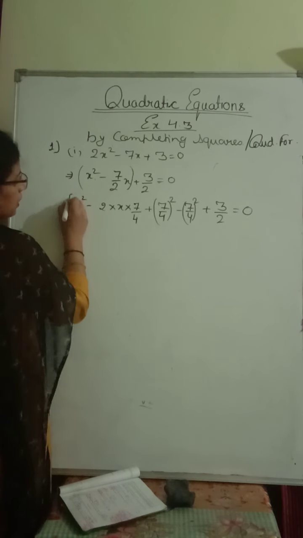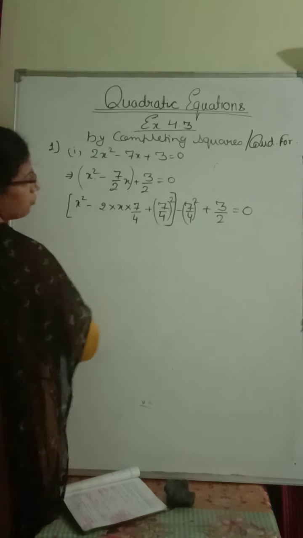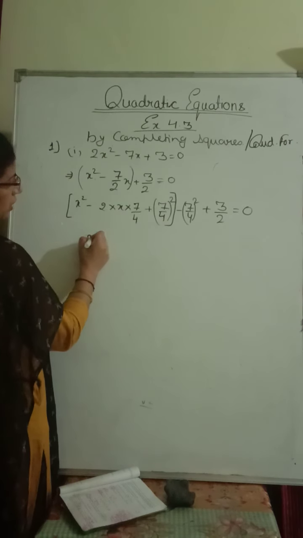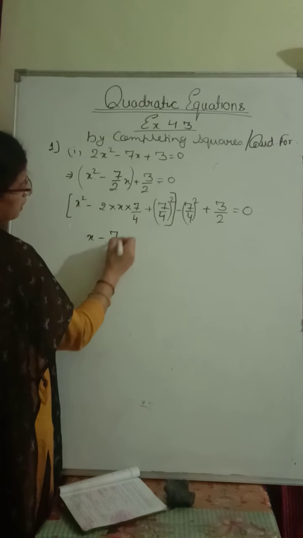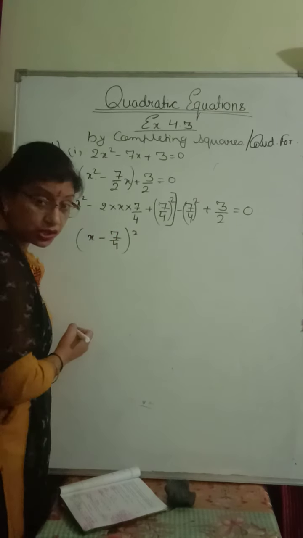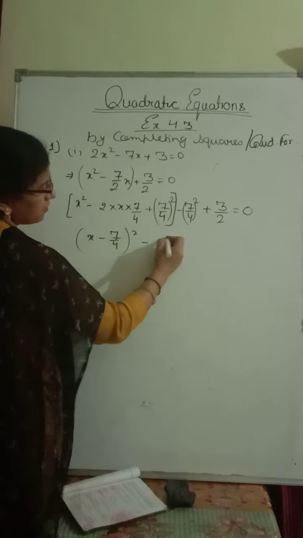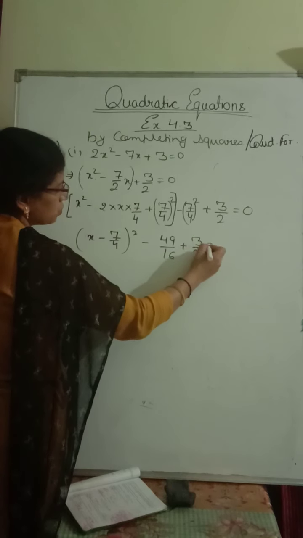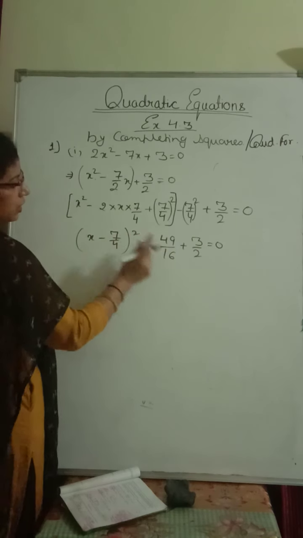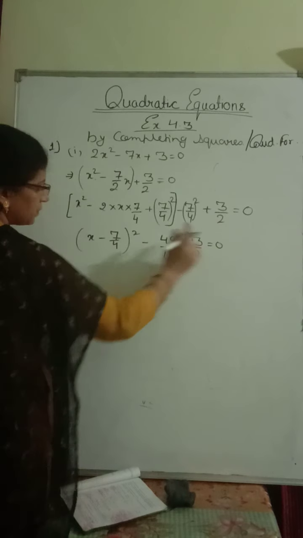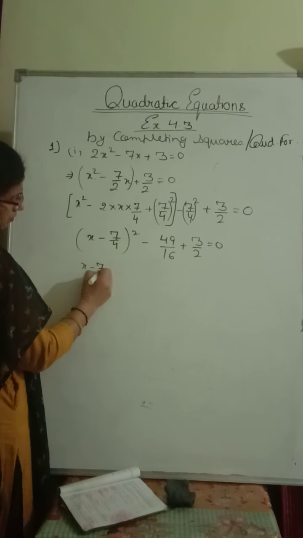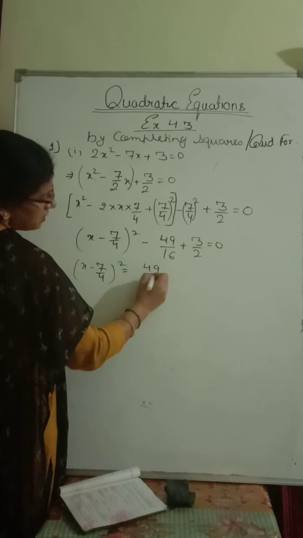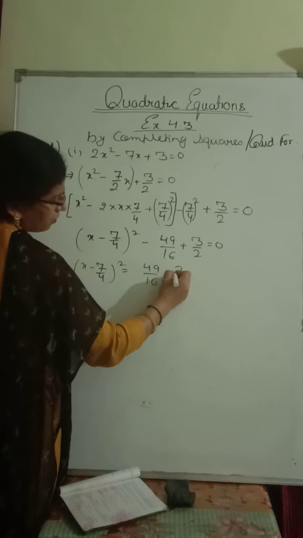This much, the formula becomes a square plus b square minus 2ab, which is a minus b whole square. What is left is minus 7 sevens are 49 upon 4 fours are 16, plus 3/2 equals 0. Now the constants we send to this side. So x minus 7/4 whole square equals, it goes to the other side, plus 49/16, and this becomes minus 3/2.